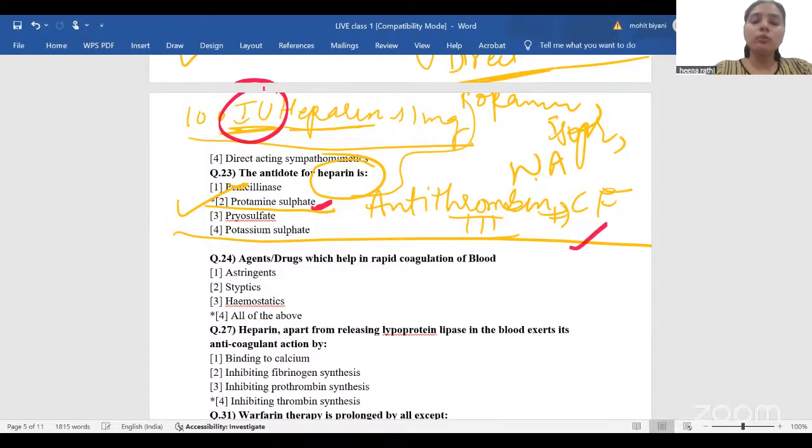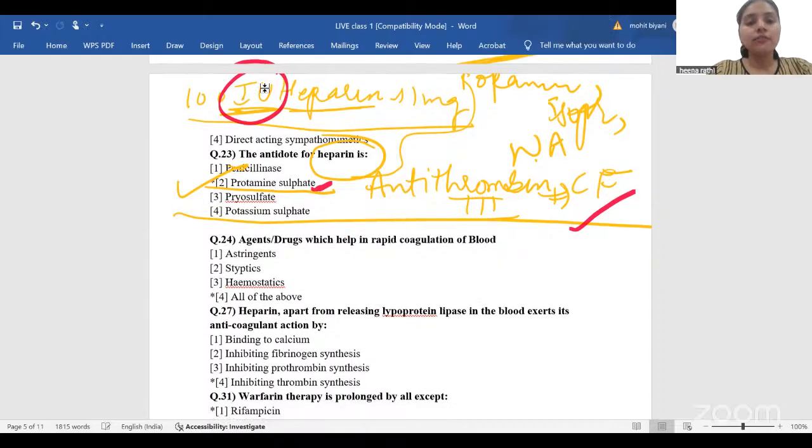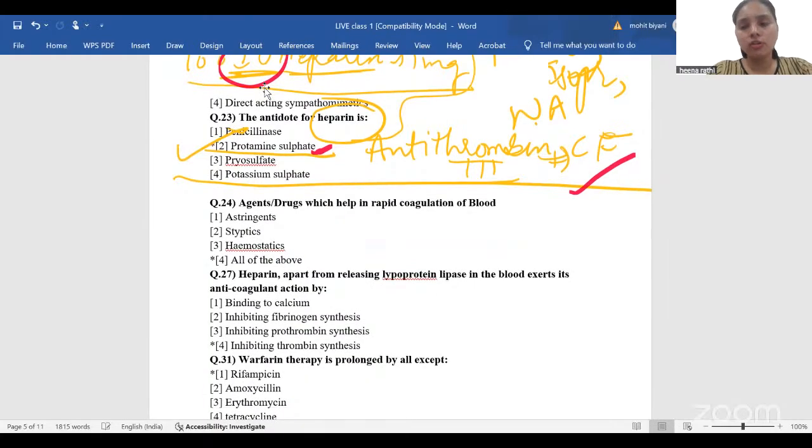So these were the questions related to general pharma, ANS, and blood and endocrine. I have tried to cover all the important concepts which are related to these chapters.